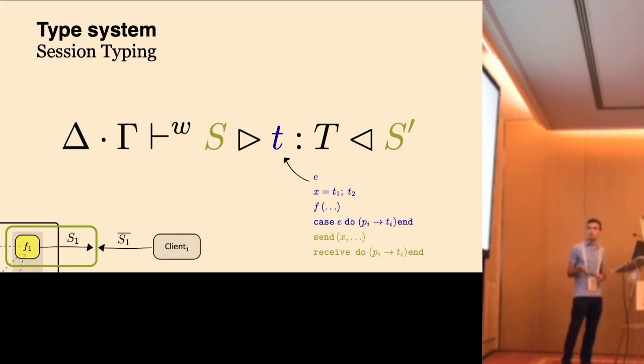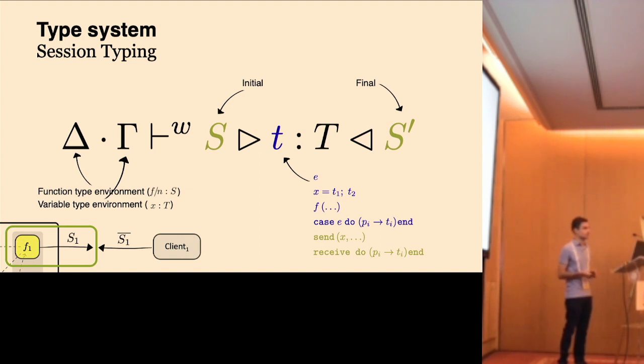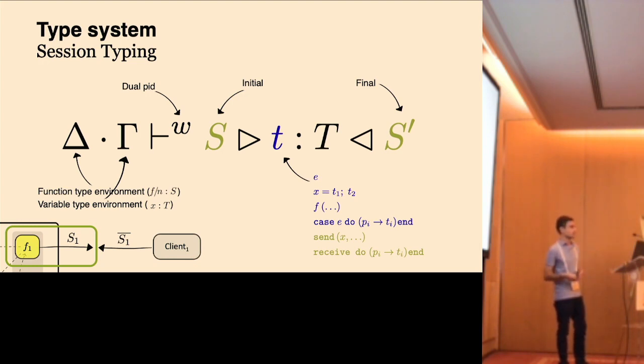To do this, we use this typing judgment, which states that if you have a term T, of type T, that follows some initial session type S, when it finishes executing, then it will end up with some session type S prime. This only works under two assumptions: the function type environment delta, which is used when you recurse, and the typical variable type environment gamma. And finally, we use a form of dependent types to include the dual PID so that we can know that we are sending messages to the correct address.